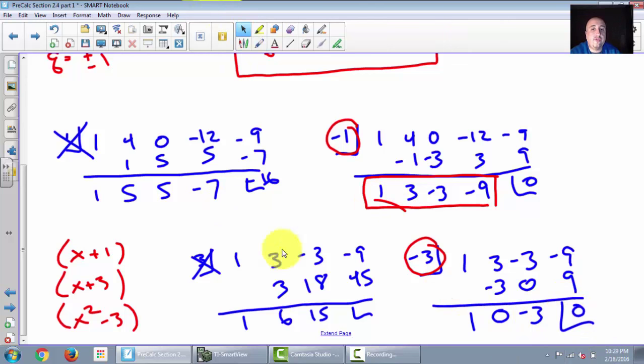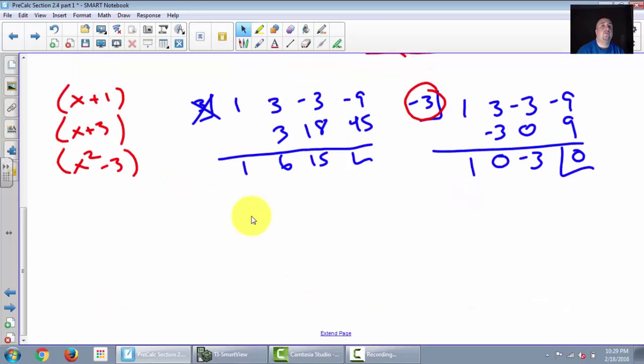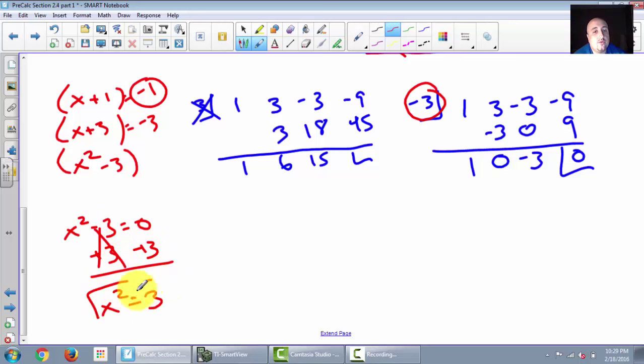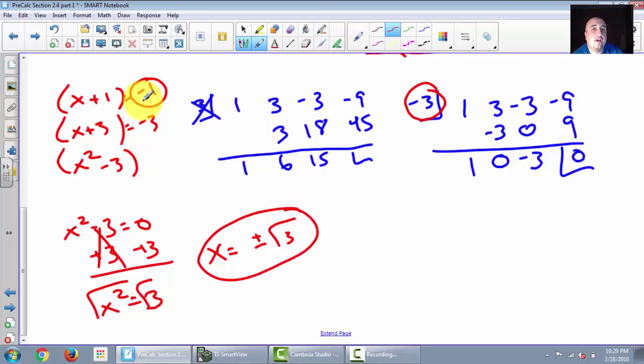All right, so what I have to do now is finish my problem. I know I have one answer, which is negative 1. I know I have one answer, which is negative 3. And now this one I need to set equal to 0 and solve. X squared minus 3 equals 0. Add 3, x squared equals 3, square root, x is equal to plus or minus root 3. So I have positive and negative 1, negative 3, and plus or minus root 3. And there are my 4 answers.